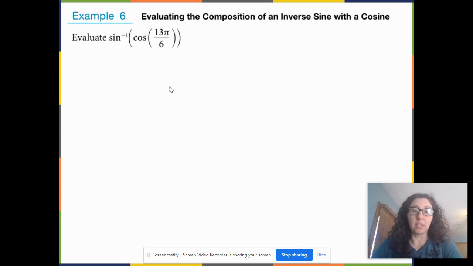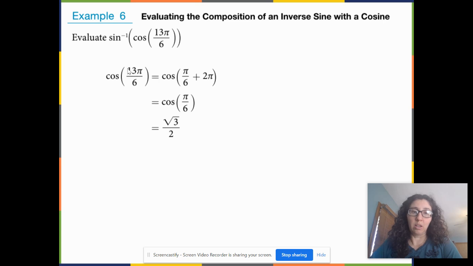All right, what about this? Inverse sine of cosine of 13 pi over 6. Let's evaluate the inside function, cosine of 13 pi over 6. Well, we can find a coterminal angle for this, which is pi over 6, just by subtracting 2 pi from this. And cosine of pi over 6, we know from our tables, is square root of 3 over 2. Well, inverse sine of square root of 3 over 2 is pi thirds.